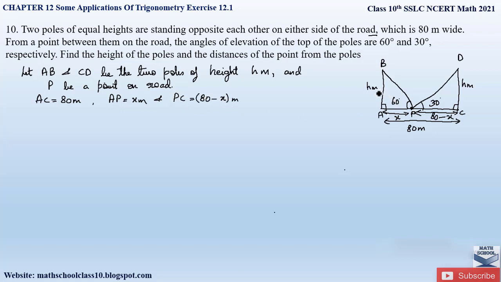Now here you can observe that since ABP and PDC are right angle triangles and we have acute angles as 60 degree and 30 degree, the side opposite the acute angle will be our perpendicular, the side along the ground will be the base, and BP and DP will be our hypotenuse. In these two triangles, we know the perpendiculars, that is H meter, and we know the bases, X and 80 minus X.